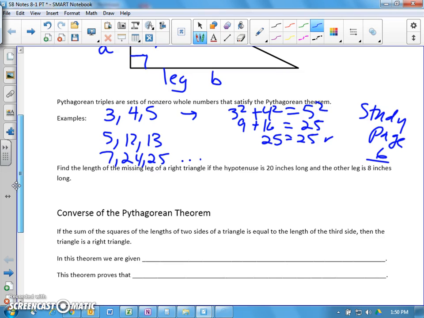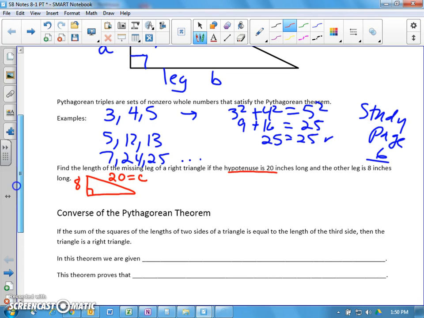Okay, so let's do this example here. It says to find the length of the missing leg of a right triangle if the hypotenuse is 20 inches long and the other leg is 8 inches long. Always draw these out. Make sure you're showing where the right angle is. Hypotenuse is 20, so we're going to label that here. This has to be C.